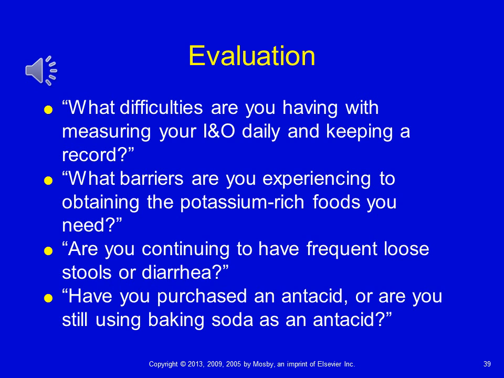What difficulties are you having with measuring your I and O daily and keeping a record? What barriers are you experiencing to obtaining the potassium-rich foods you need? Are you continuing to have frequent loose stools or diarrhea? And how do you purchase an antacid, or are you still using baking soda as an antacid?